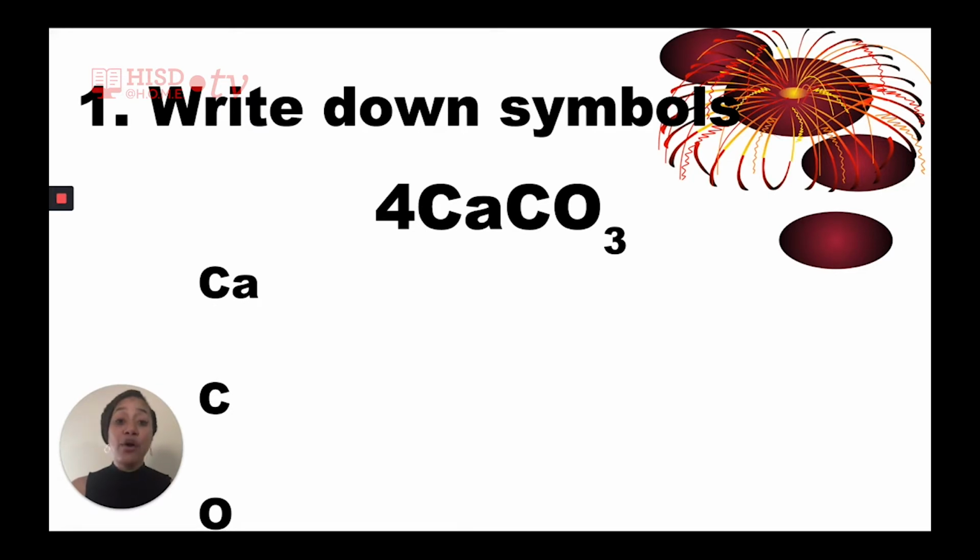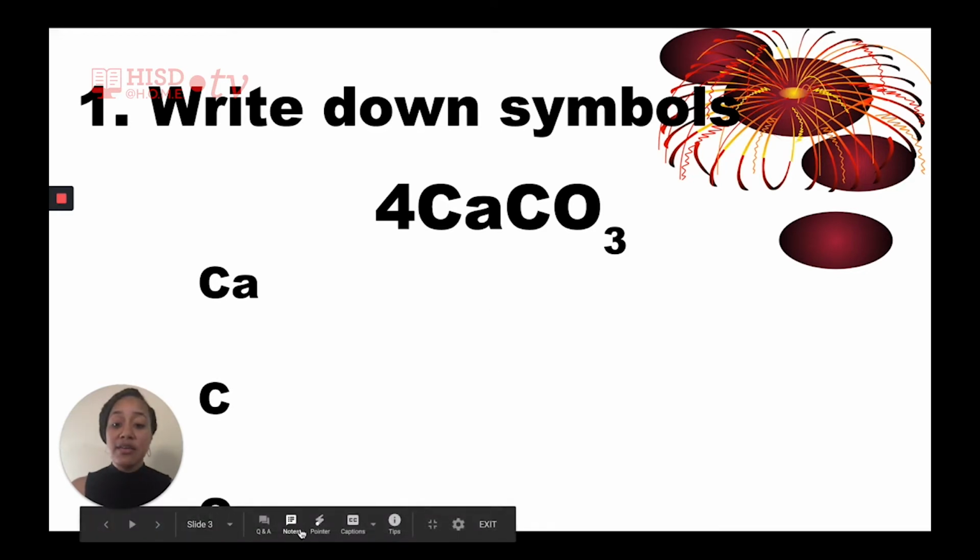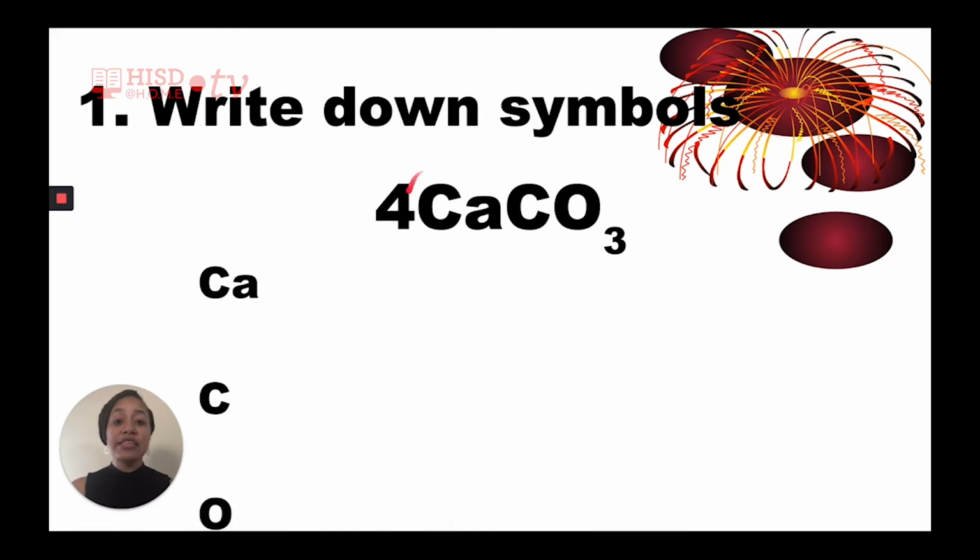How do I know that Ca, C, and O are all elements? In order to determine if a symbol represents an element, that symbol must start with a capital letter. As you can see, the capital C in Ca is one element, the capital C here is my second element, and the capital O here is my third element.